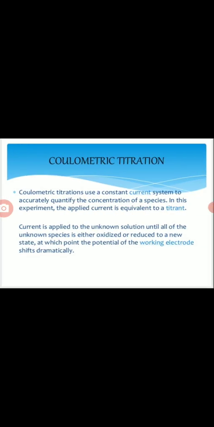Types of coulometry: potentiostatic coulometry and coulometric titration. So I am going to explain coulometric titration. Coulometric titrations use a constant current system to accurately quantify the concentration of a species. In this experiment, the applied current is equivalent to the titrant. Current is applied to the unknown solution until all of the unknown species is either oxidized or reduced to a new state, at which point the potential of the working electrode shifts dramatically.